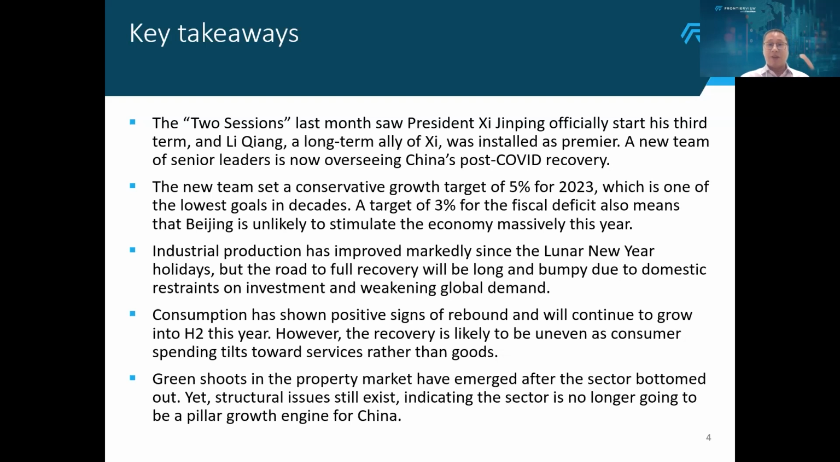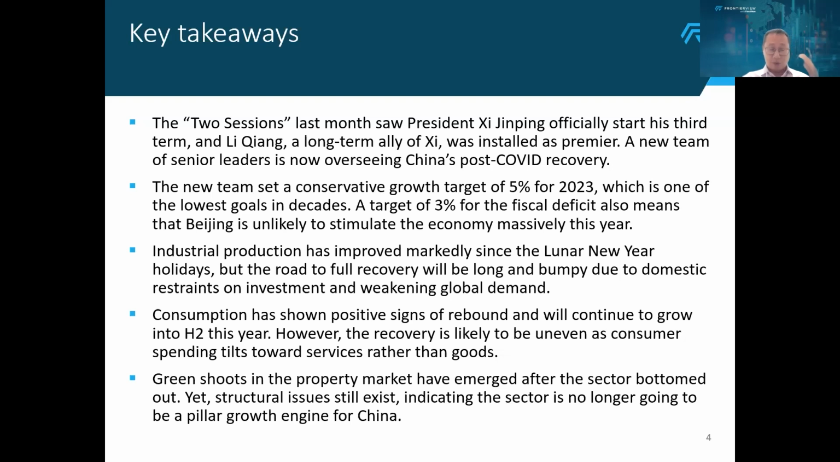Consumption, on the other hand, has also shown positive signs, and our view is that it will continue to grow. Particularly, recovery will be quite strong in the second half of this year. However, within consumption, the recovery itself will be pretty uneven, because consumers, in our view, will be spending much more on services than on goods.